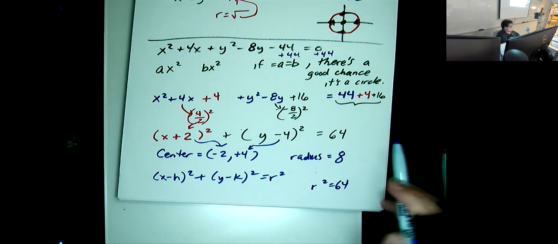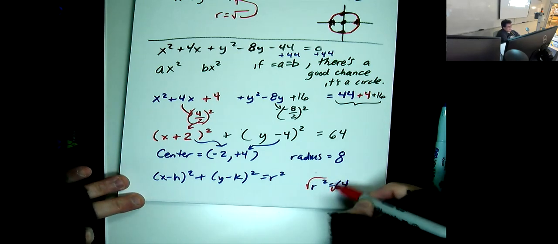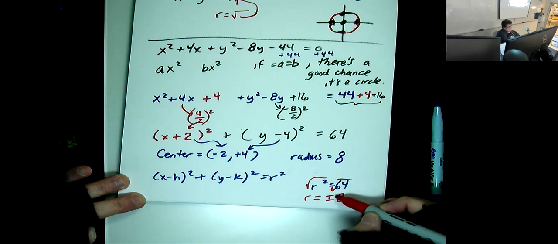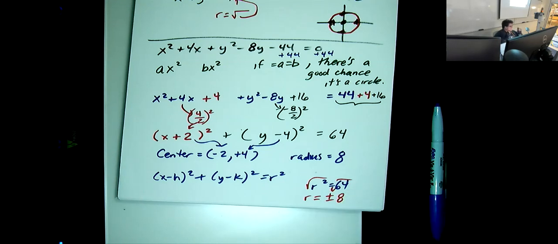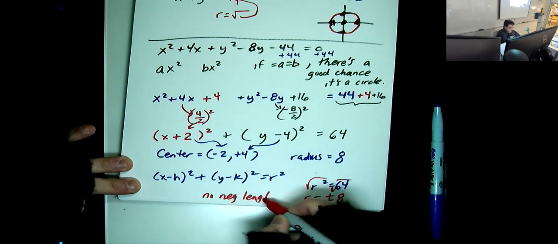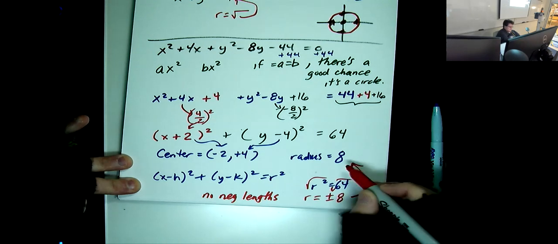And we talked about solving this a couple weeks ago. Take the square root of both sides. Technically, we get r equals plus or minus 8. Technically, by solving it. But radius is a length, and nothing has a length that's negative. So no negative lengths. So that cancels out the -8 part, and it just becomes +8.